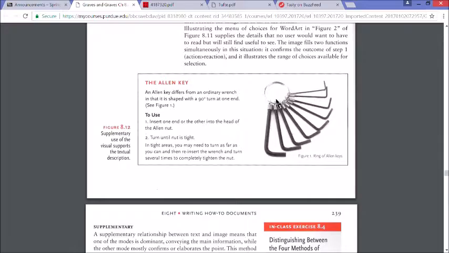You can see this here, where the meaning communicated by the text is supplemented by the visuals. If the visuals were on their own, it would mean nothing. You wouldn't understand what the purpose of the instructions were.